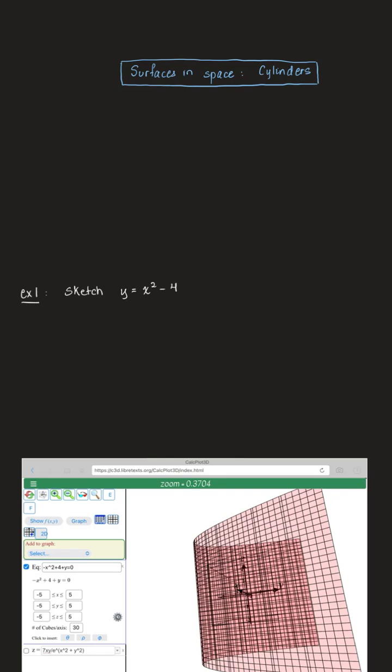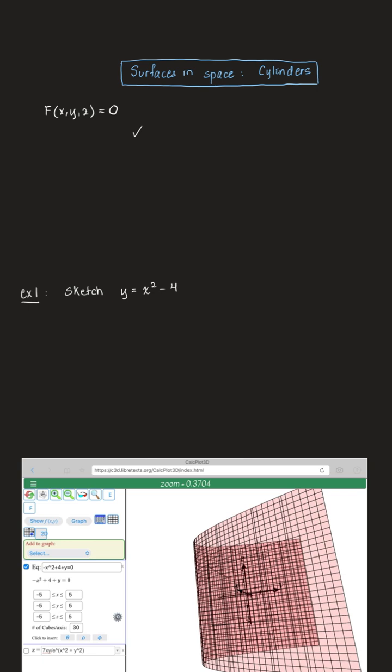In this video, we're going to look at a special type of surface called a cylinder. Cylinders in R3 still have the equation f of x, y, z equals 0, but only two variables show up in the equation. So let's check the three things that happen with cylinders.